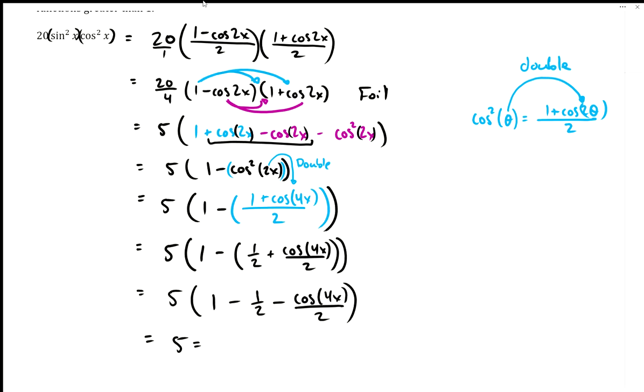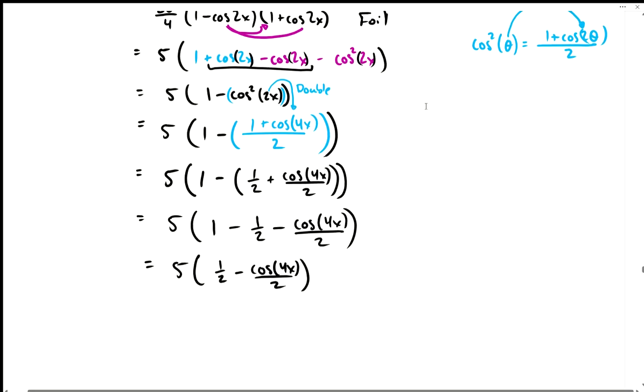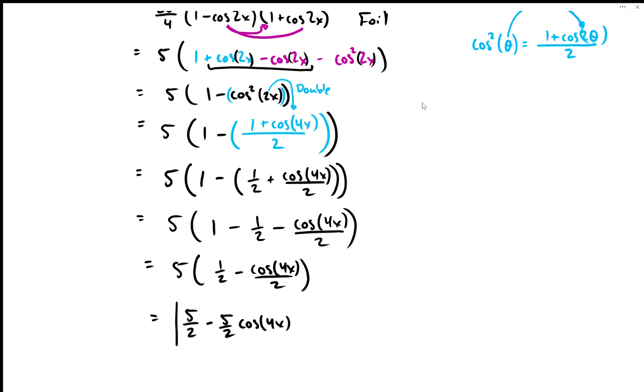Oops, I wrote 5 equals. It should be 5 and then parentheses 1/2 minus the cosine 4x over 2. And then for a final step, I'm just going to distribute the 5. So we'd have 5/2 minus, I'm going to write it as 5/2 cosine of 4x, like that. Okay, so there we go.